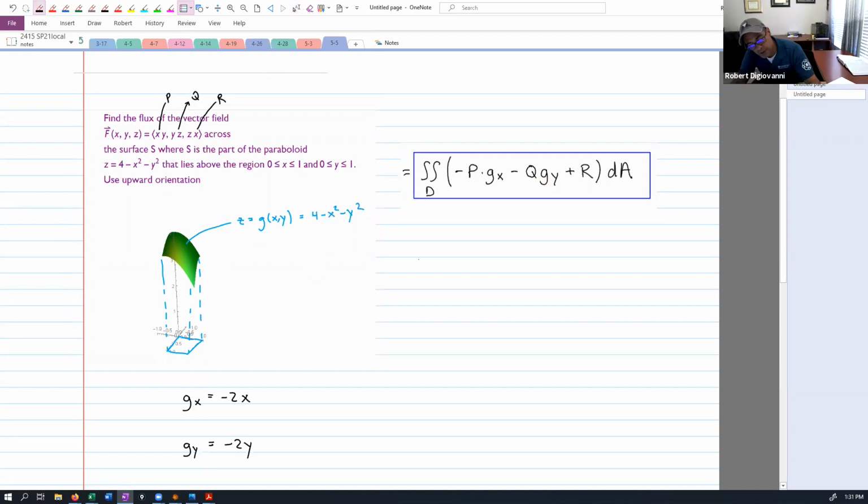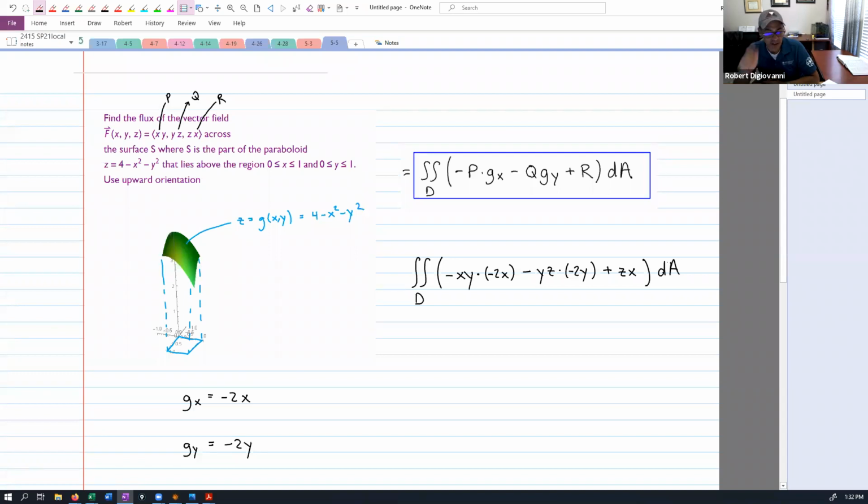All right, so we're going to do the double integral over D of negative P. So the opposite of P is negative XY times the partial of G with respect to X, which is negative 2X, minus Q, which is Y times Z, times the partial of G with respect to Y, which is negative 2Y, plus R, but R is Z times X. All of that dA.